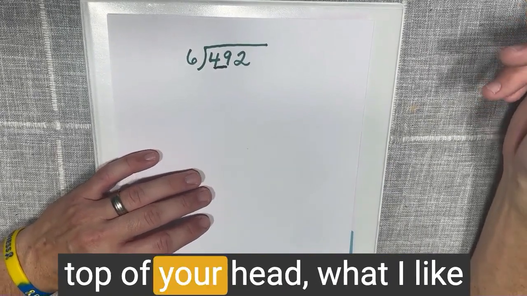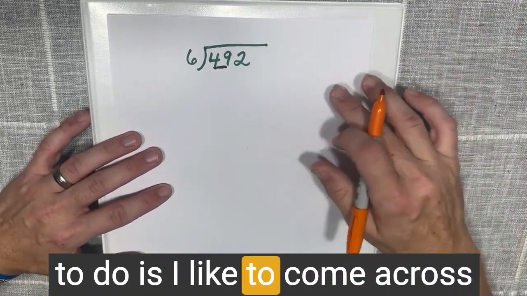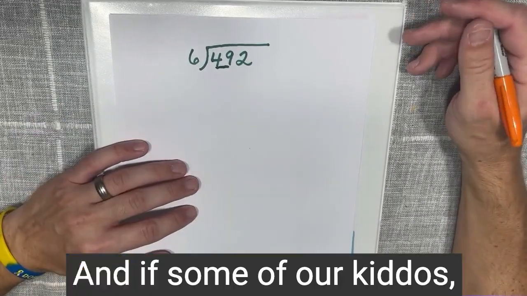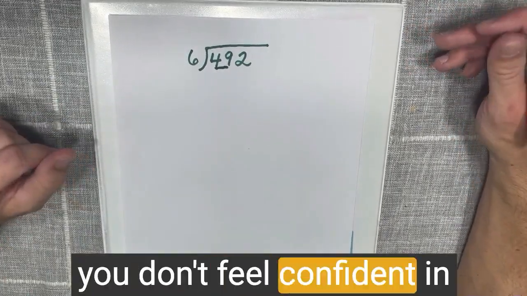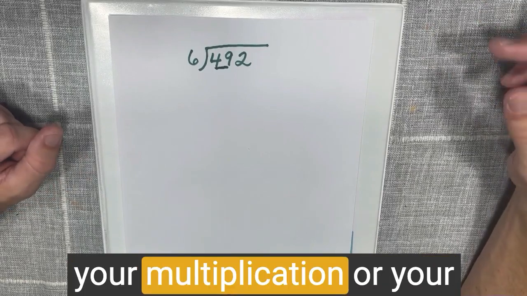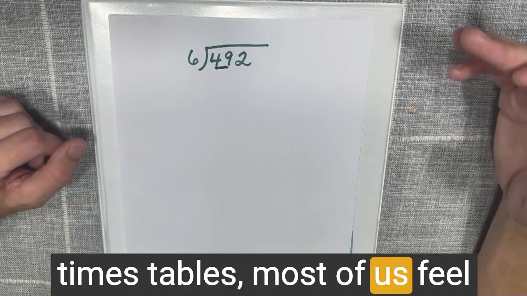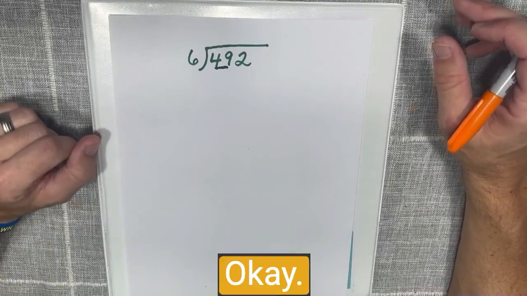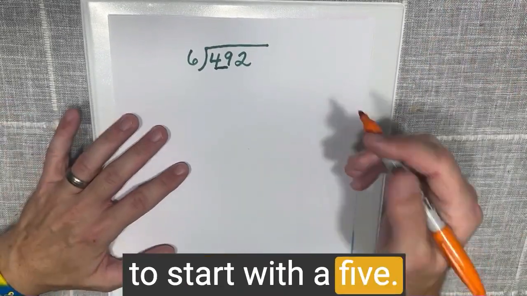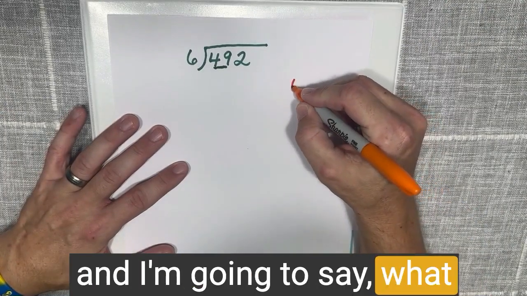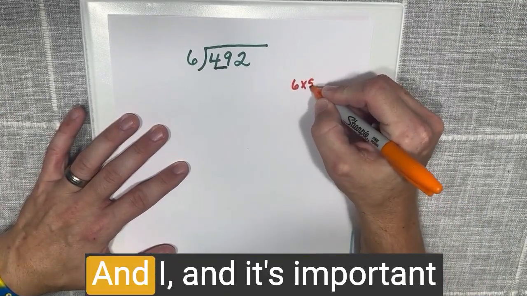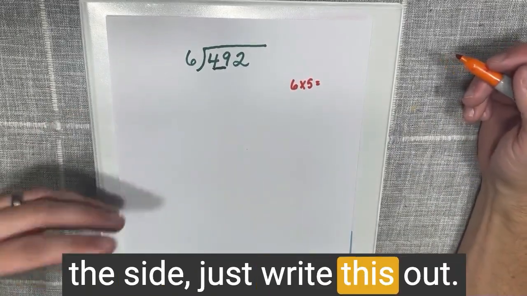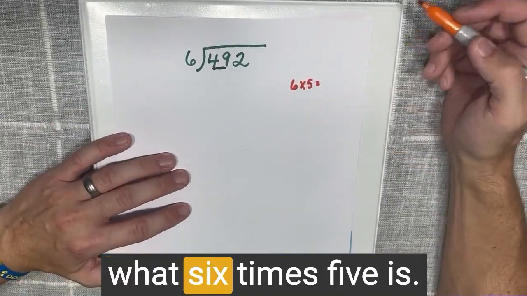if you don't know that off the top of your head, what I like to do is come across. Now, that 49 is a big number. If some of our kiddos don't feel confident in your times tables, most of us feel very confident with our 5s and our 2s. So we're going to start with a 5. I'm going to say, what would 6 times 5 be? And it's important that we write it down on the side, just over here to the side. So I'm going to figure out what 6 times 5 is.